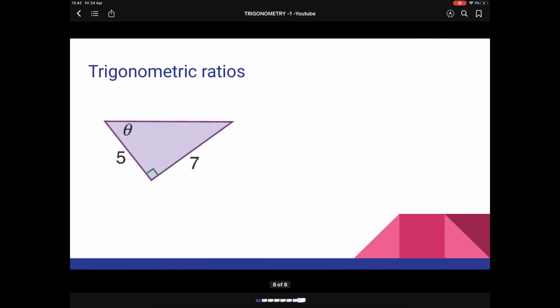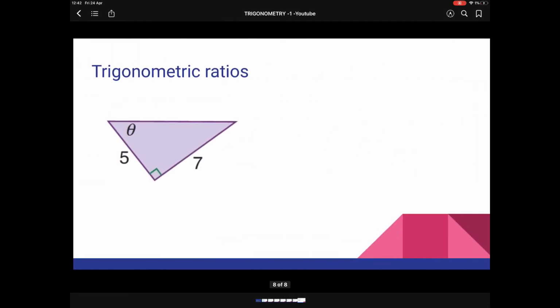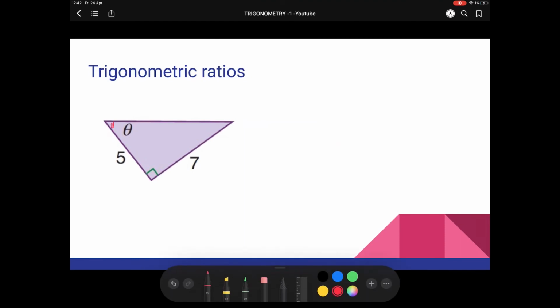Sometimes one of the lengths might be missing. So according to this angle here, I have the opposite, I have the adjacent, but I do not have the hypotenuse. In this case, what do we do?